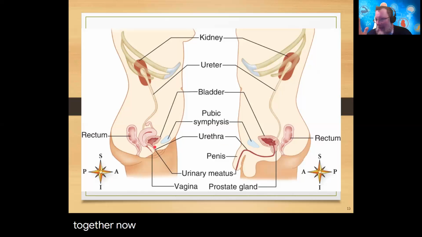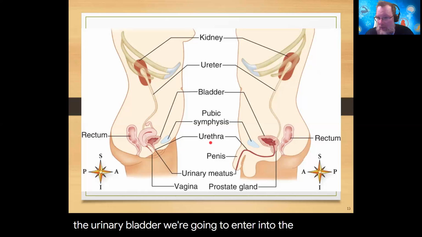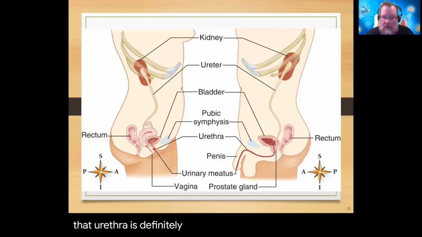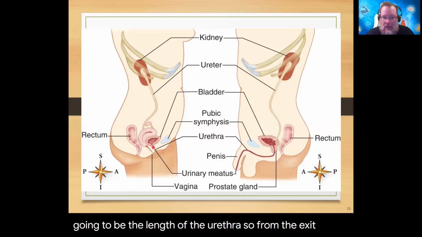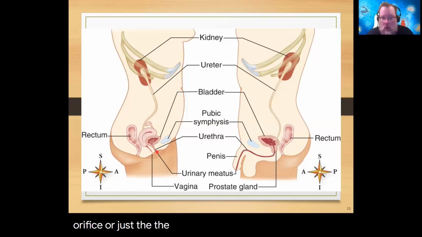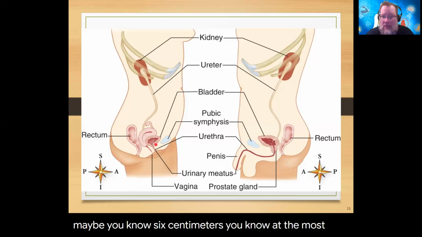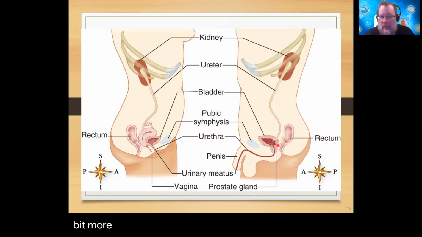Now, the last stop of the urinary tract is going to be the urethra. As we leave the urinary bladder, we're going to enter into the urethra. That urethra is definitely different between a male and a female. One of the first things we notice is the length of the urethra. From the exit of the bladder to the exit of the body, what we call the urethral orifice, or just your pee hole, it's very short in the female. You see maybe 6 centimeters at the most. They're talking about maybe a couple of inches. When we come over to the male, we can see there's quite a bit more distance for that urethra.